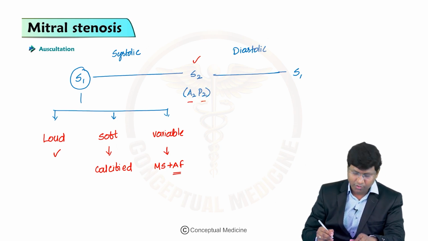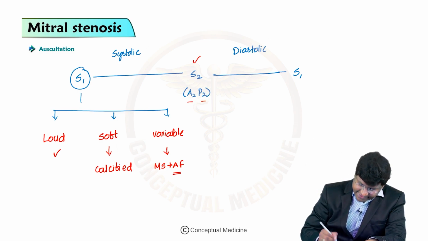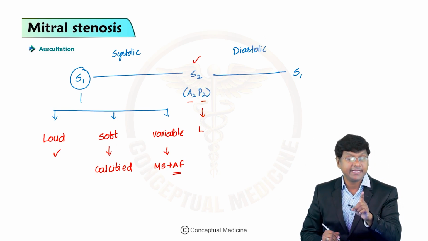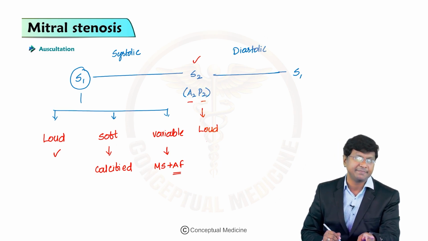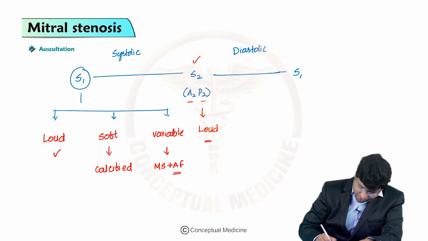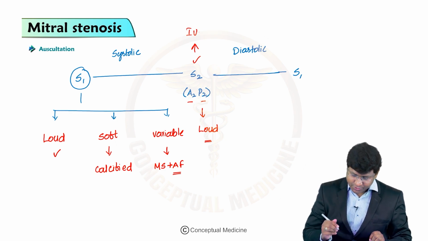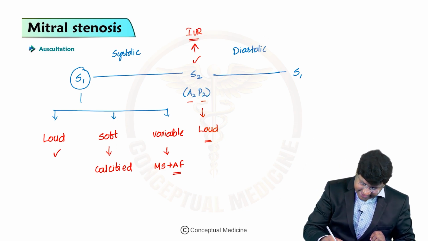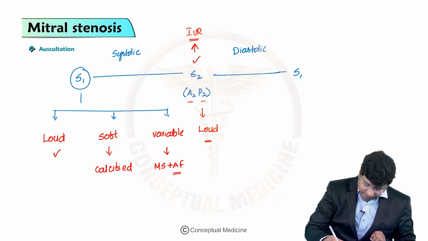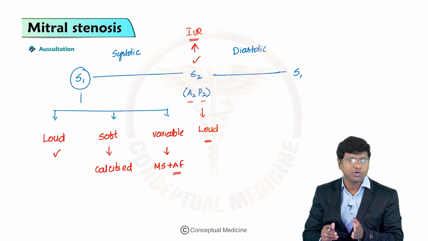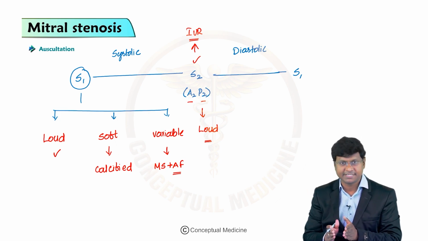The second heart sound has two components, A2 and P2. If the individual develops pulmonary hypertension, then the P2 will be loud. So when does your second heart sound occur? The second heart sound occurs during protodiastole or during the isovolumetric relaxation phase. Now after S2, it is due to closure of your aortic and pulmonary valve.